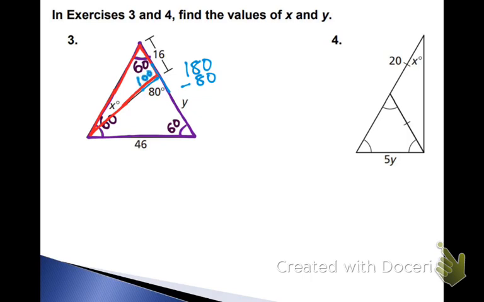We know this angle is x. Sorry, 60. We know this angle is x. So we have 3 angles in a triangle, right? How can we find the measure of x? Add and subtract from 180. So 100 plus 60 is obviously 160. 180 minus 160 means that x has to equal 20.